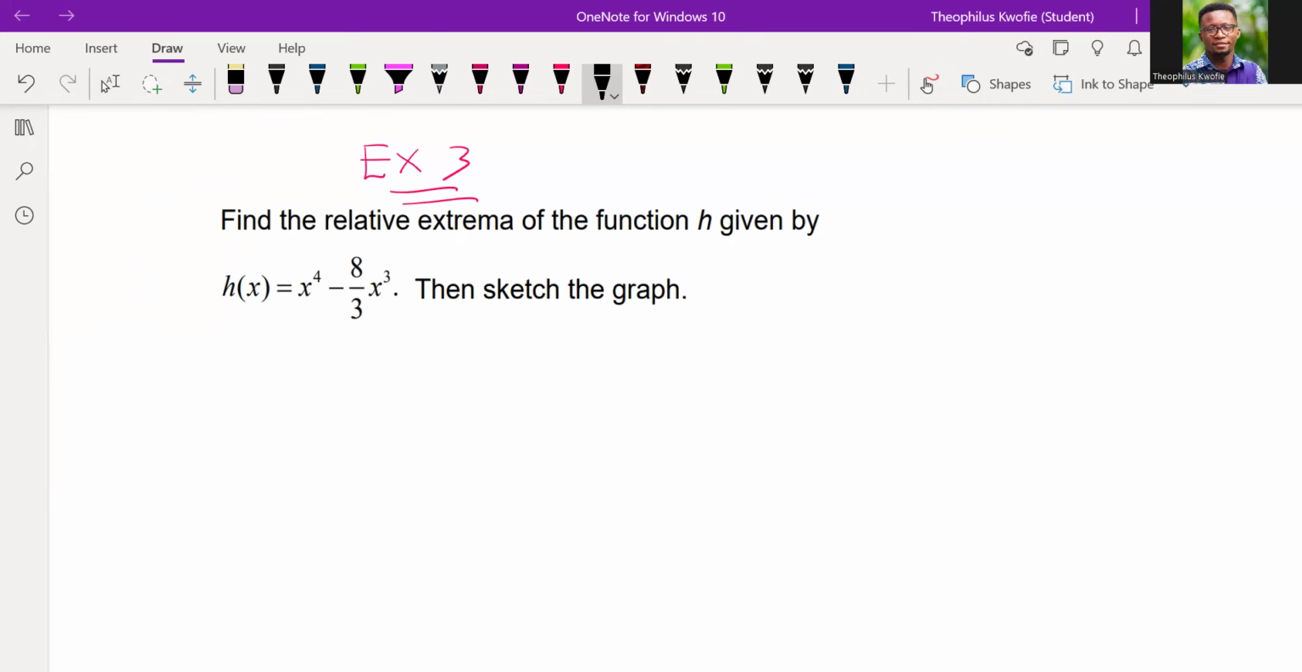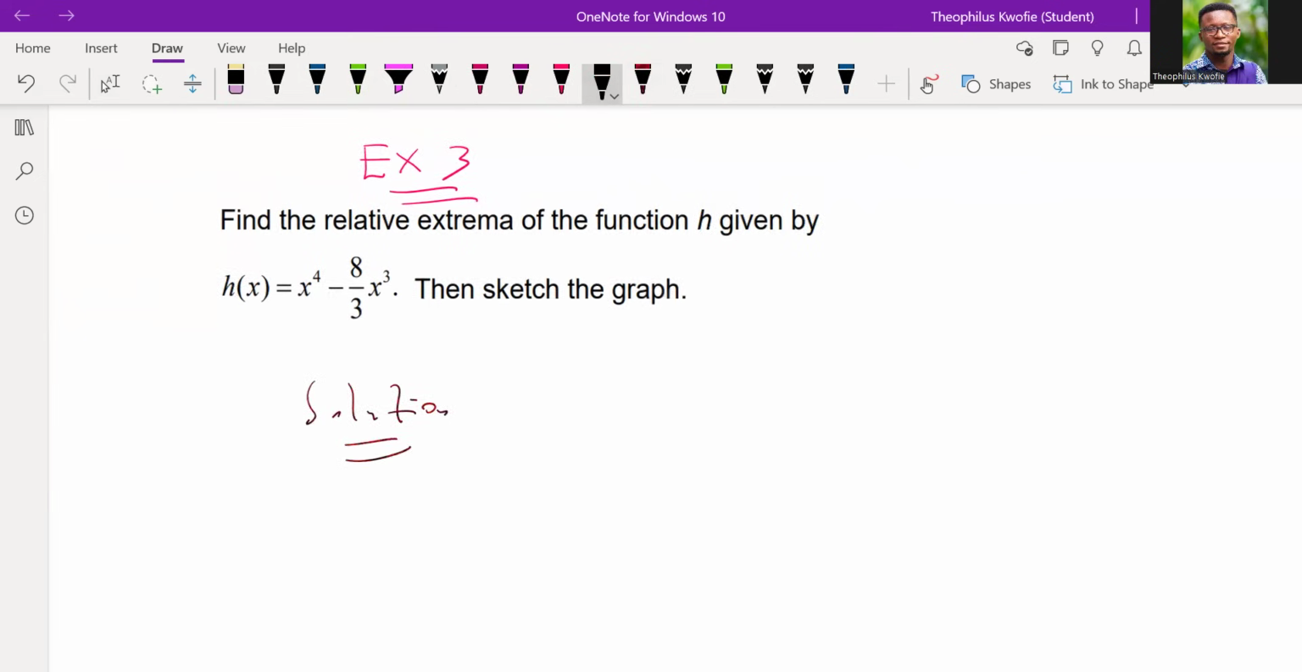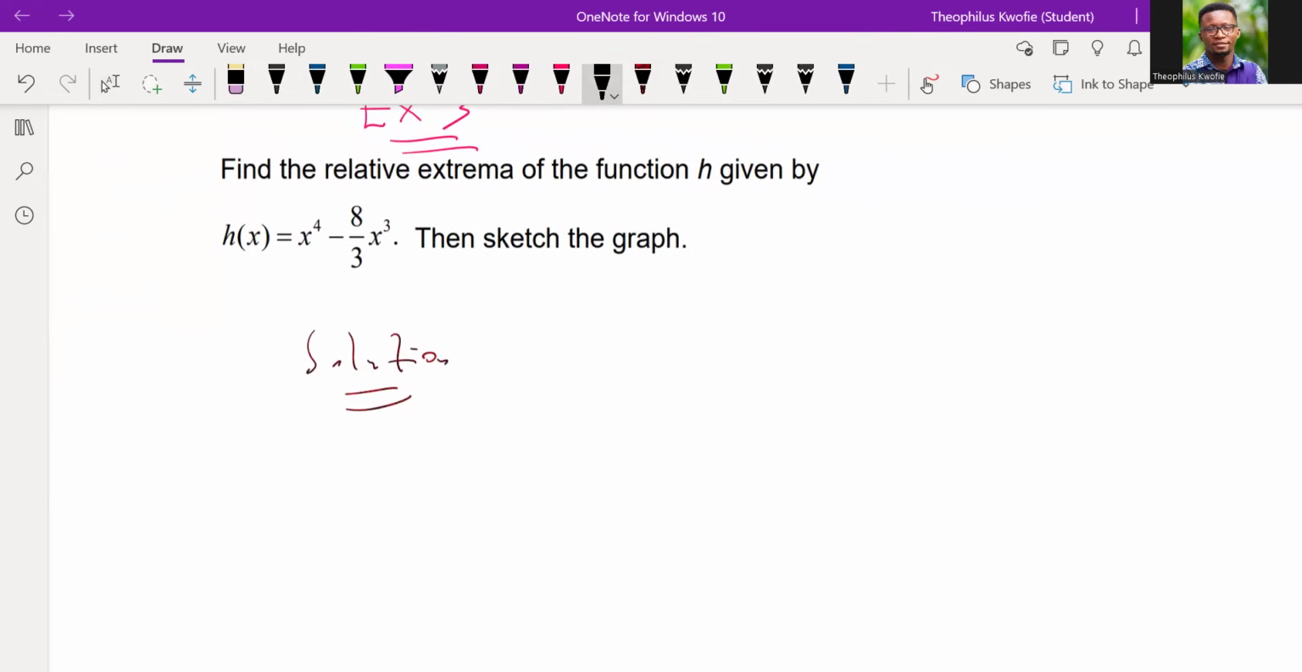So with this one, I would not do everything, but I can give you a sketch of the solution. First we're going to find h prime of x, and that should give us what? What should h prime of x be? That should give us 4x cubed minus 8x squared.